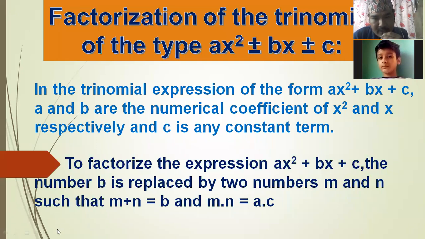Good. A is the coefficient of x square, b is the coefficient of x, and c is the constant term. In such a case, this a and c should be multiplied. They will be taken as m and n. The multiplication of a and c will be taken as the multiplication of m and n, and this b will be taken as the sum of m and n. Okay, children?